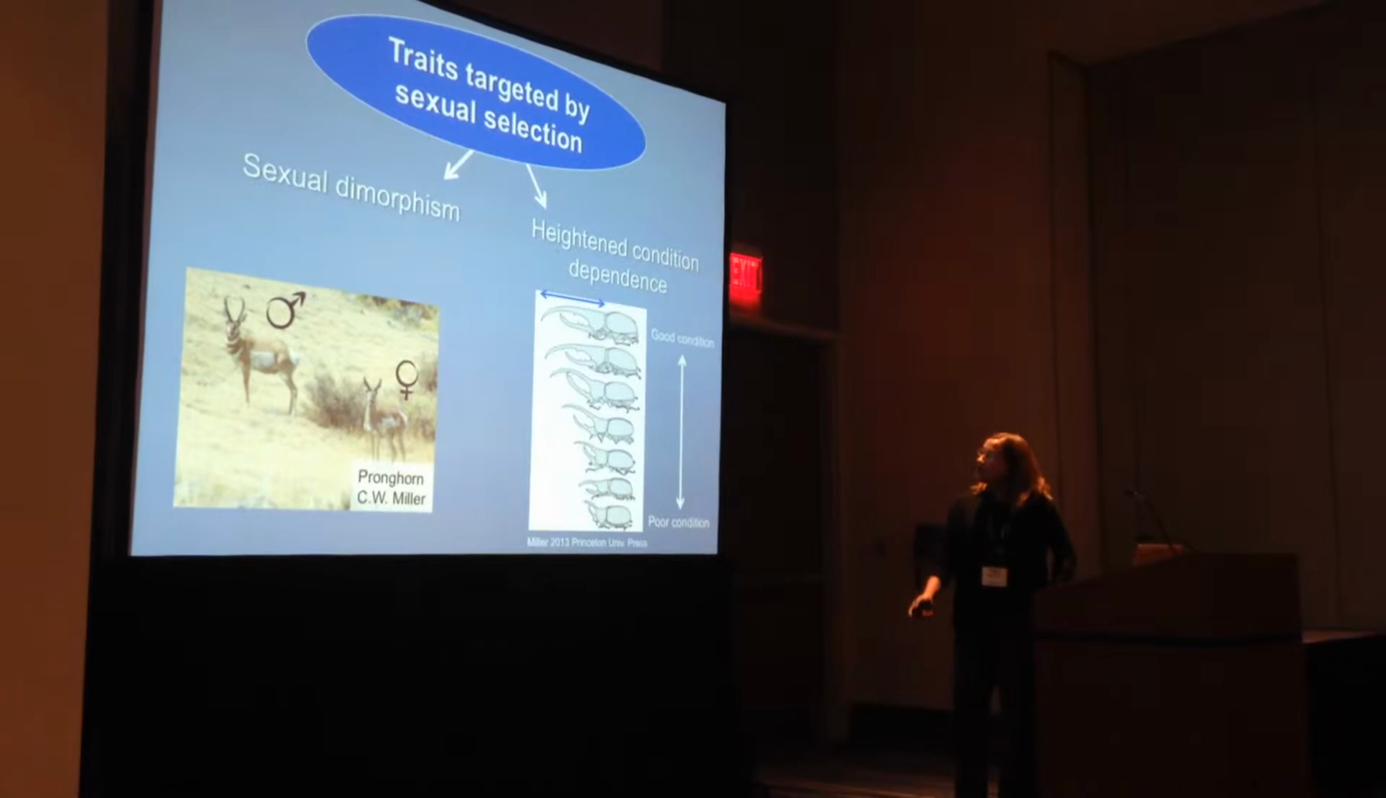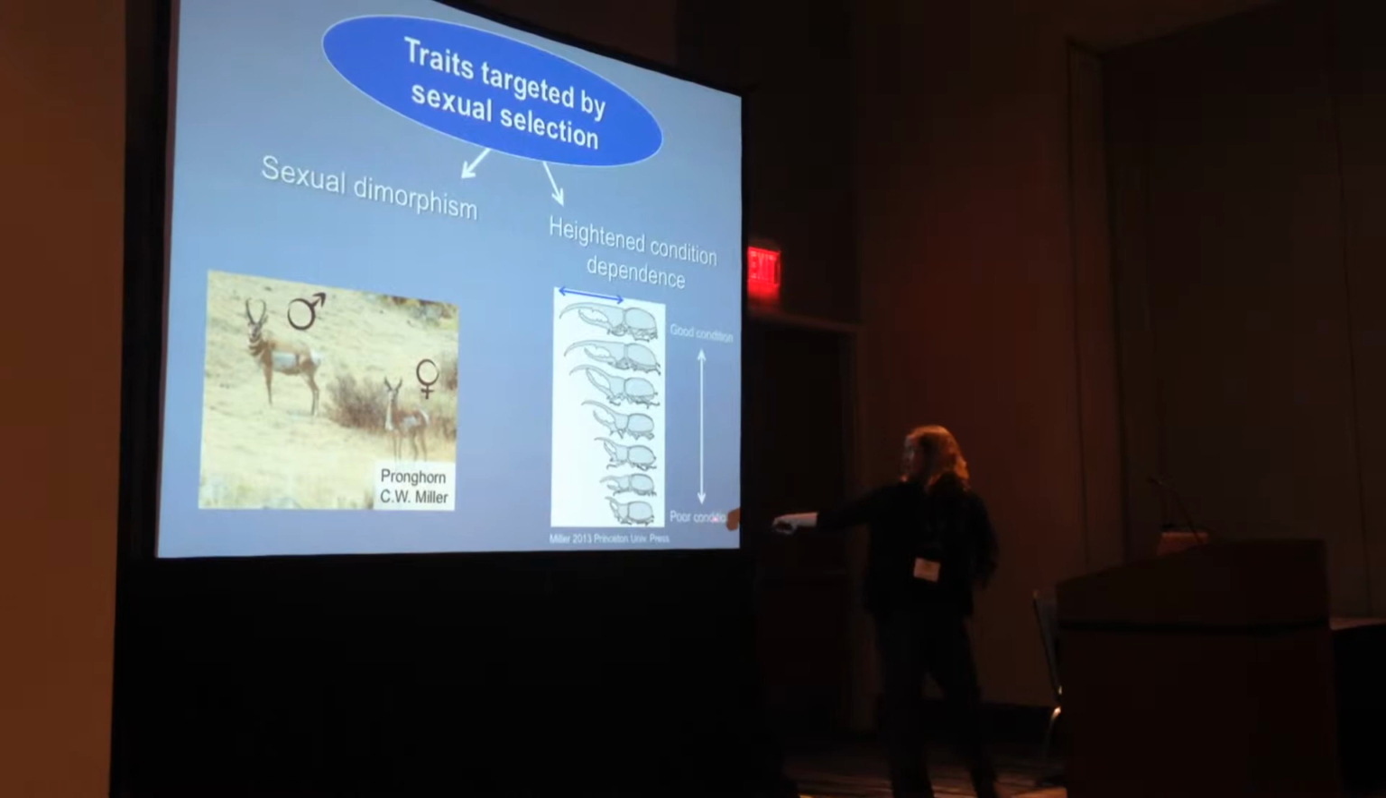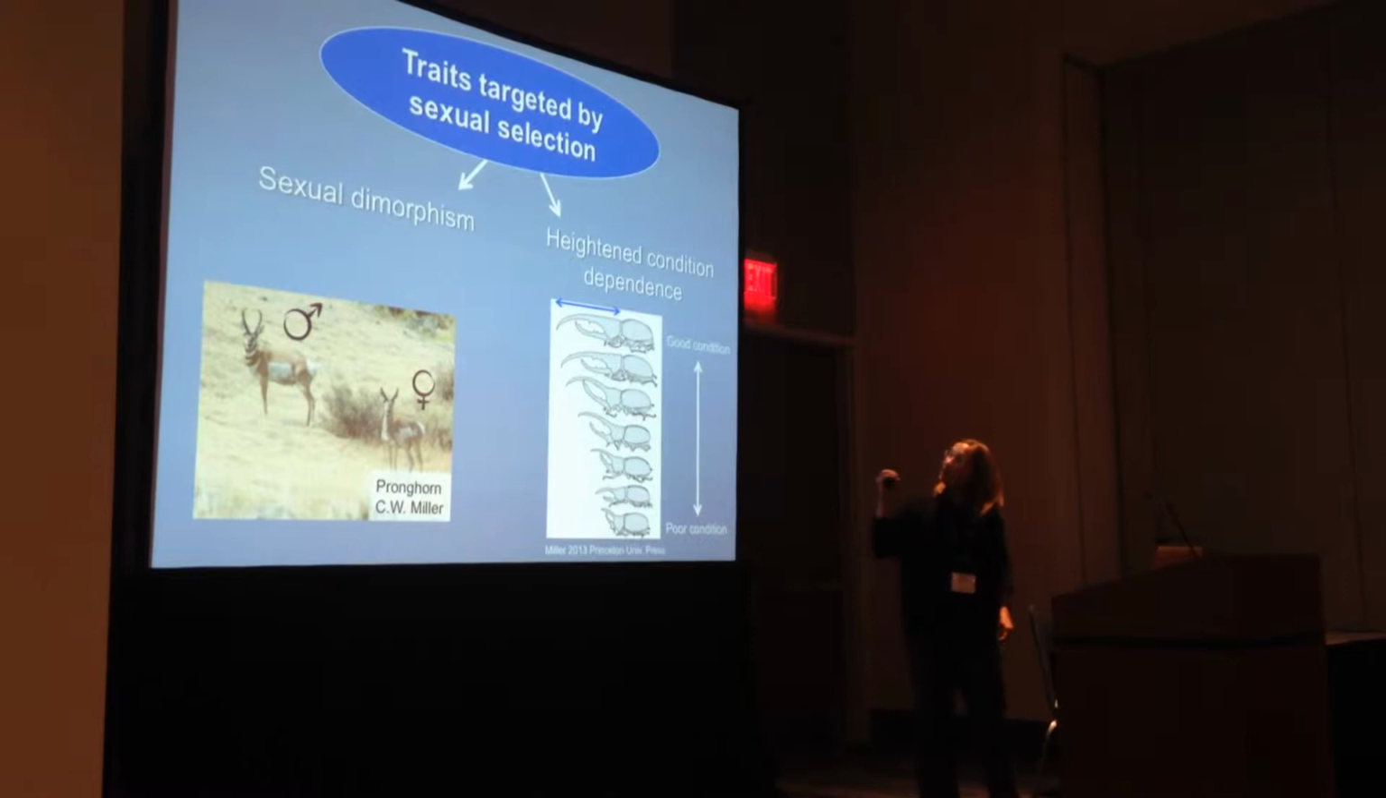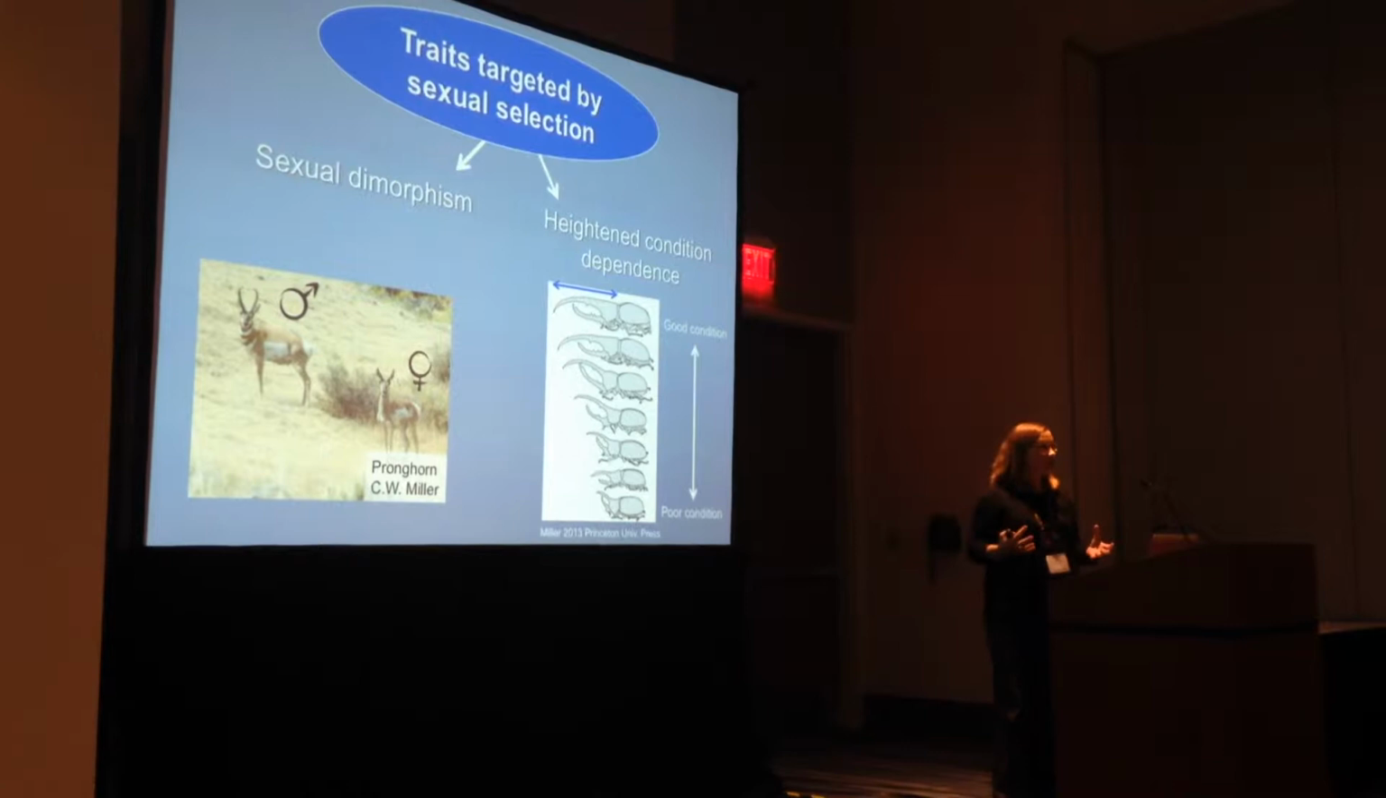So for example, in these beetles here, you can see that there's a range of beetle sizes from males in poor condition to males in good condition, and there's a striking difference in horn expression, where those in good condition have really elaborated horns. So despite the clear links between sexual dimorphism and heightened condition dependence, surprisingly little is known about the interplay of these phenomena.